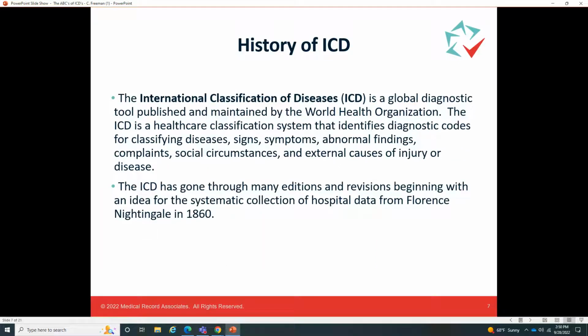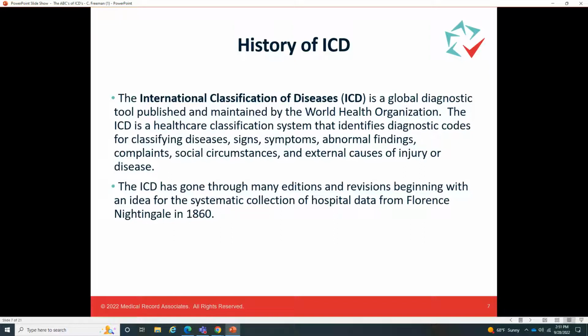Now let's move on to the history of our codes. The International Classification of Diseases is a global diagnostic tool published and maintained by the World Health Organization. The ICD is a healthcare classification system that identifies diagnostic codes for classifying diseases, signs, symptoms, abnormal findings, complaints, social circumstances, and external causes of injury or disease.